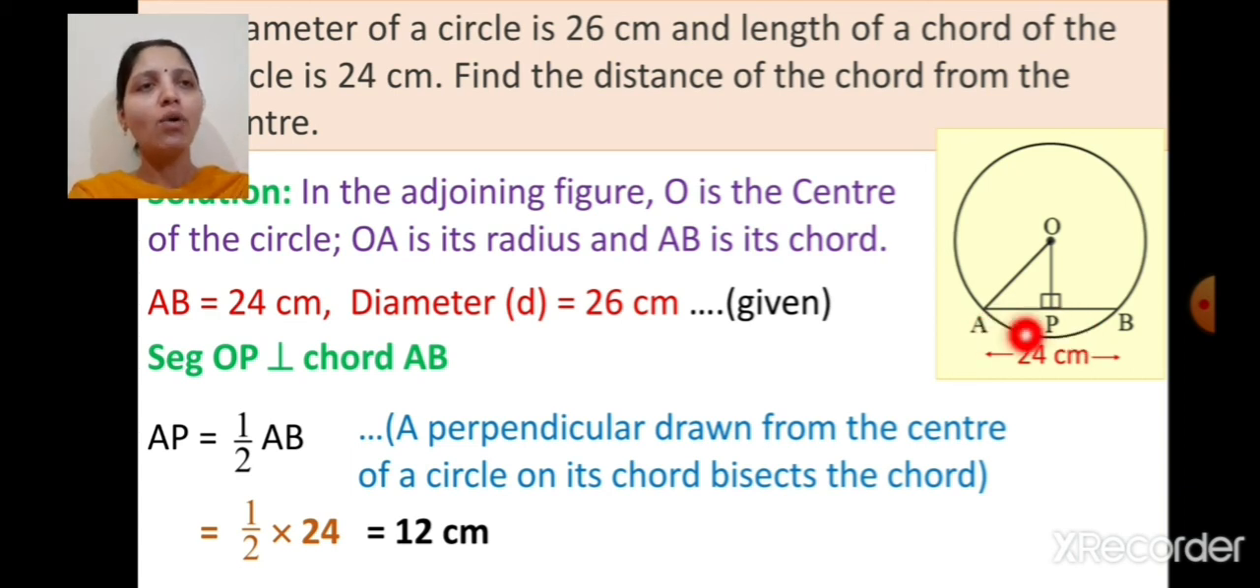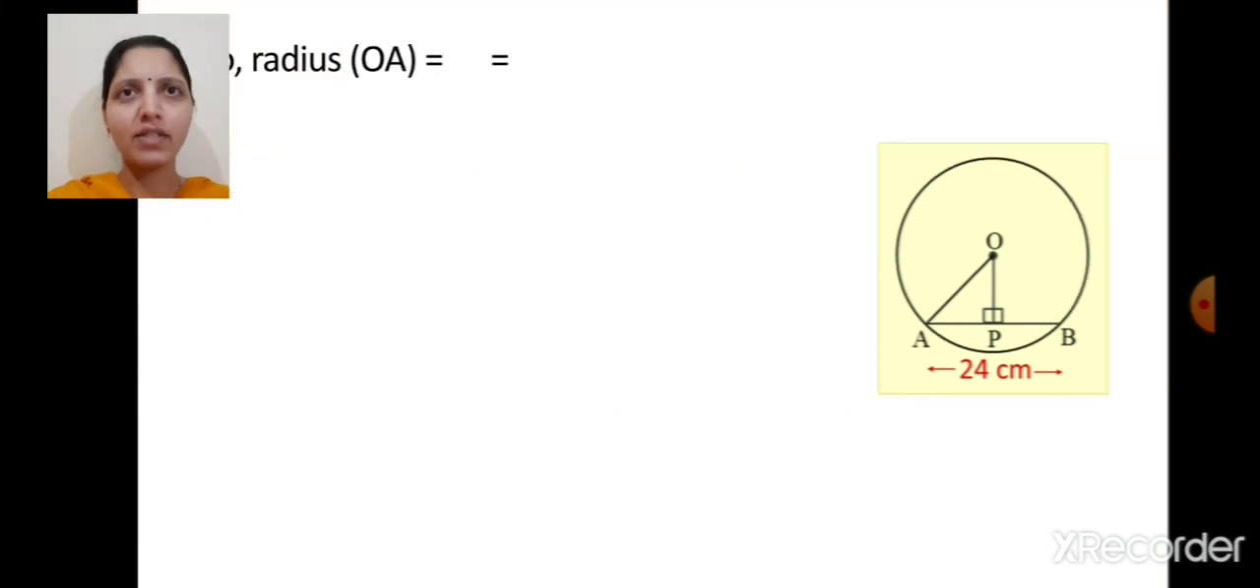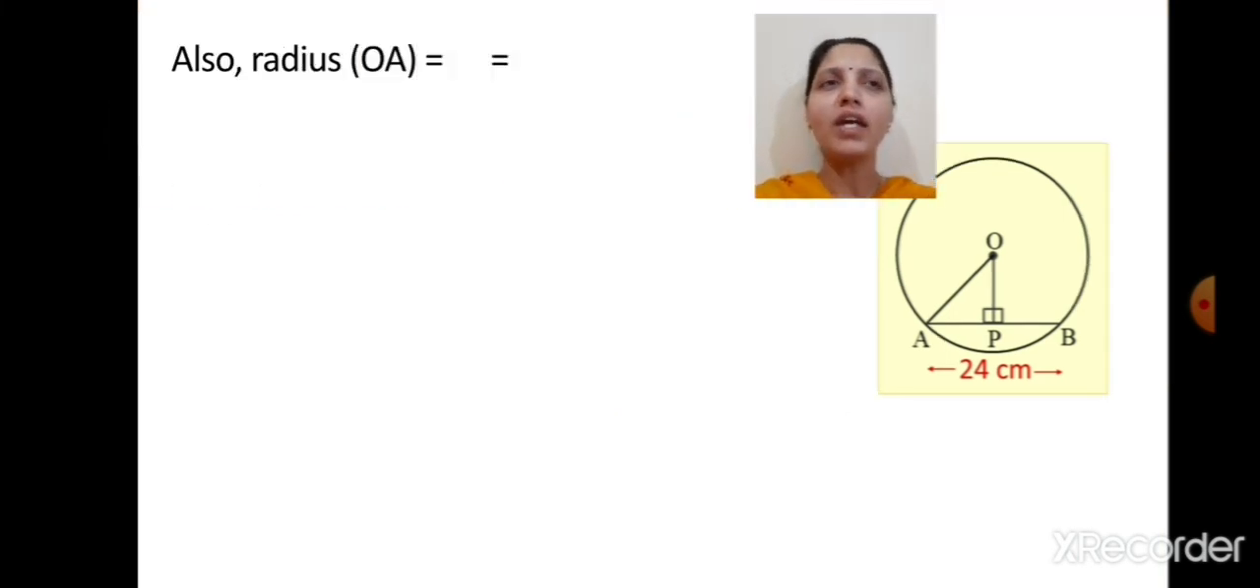Now diameter of this circle is given to us. It is 26. So can you find the radius? Yes. Radius OA is equal to diameter upon 2, that is equal to 26 upon 2. It is equal to 13 centimeters. So your radius is equal to 13 centimeter. Now we know length of AP, we know length of OA. Can you find length of OP?